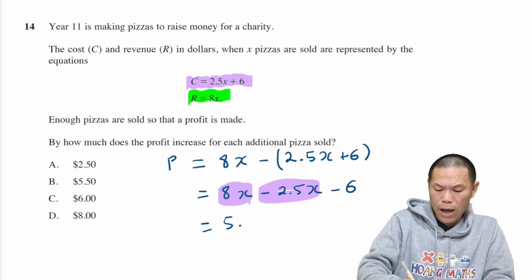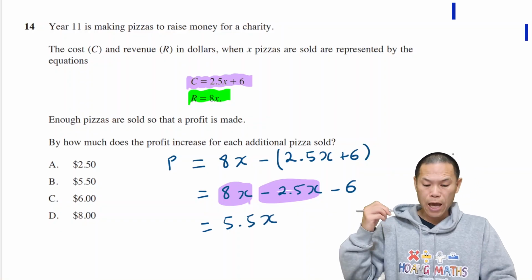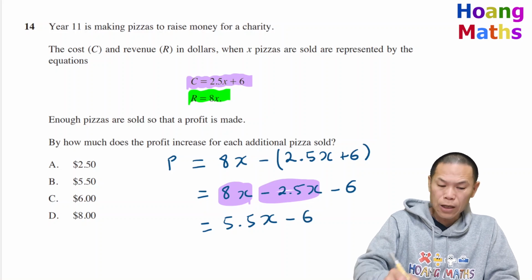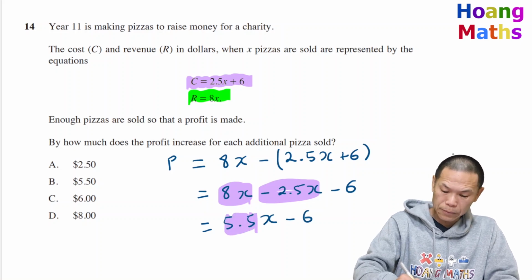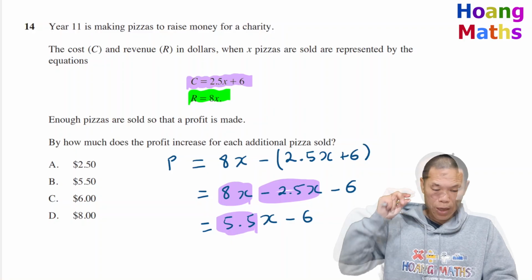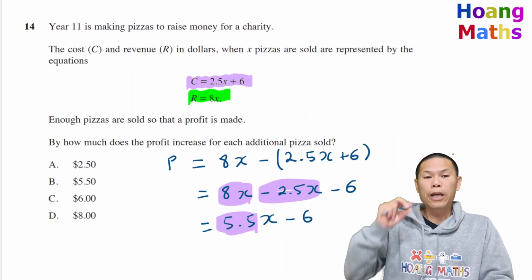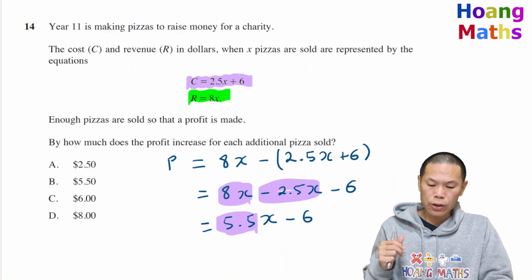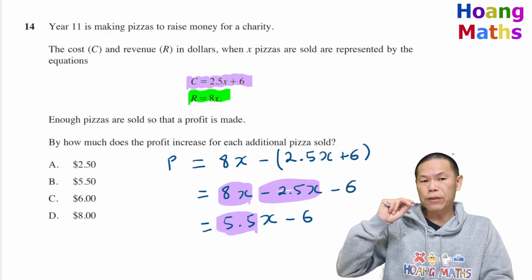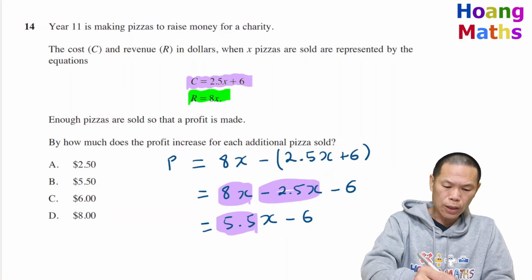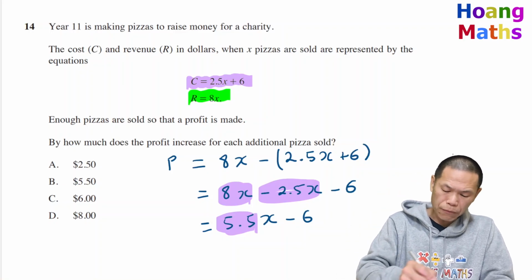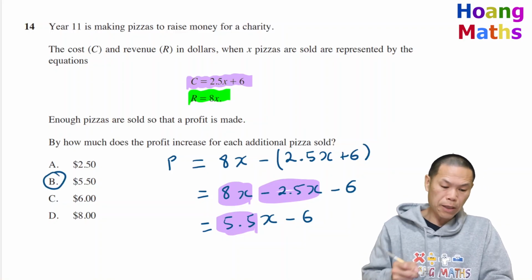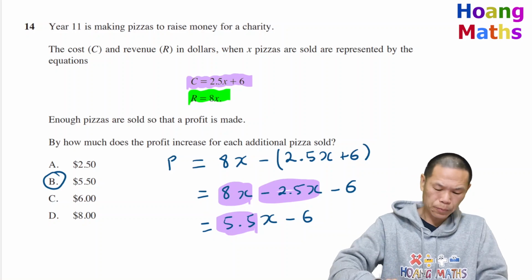Otherwise, you can just put on a calculator 8 minus 2.5 should give you 5.5, and then minus 6. So this is the gradient. Correct? So in another word, every pizza that he sold, he made $5.50. Correct? So that means he's increased $5.50 every pizza that he sold. So that should be $5.50. So the answer should be B. There you go.